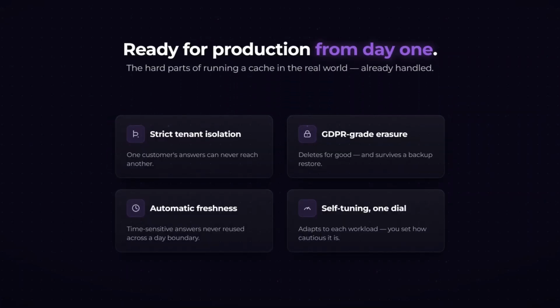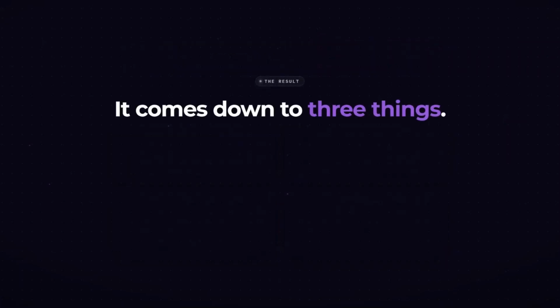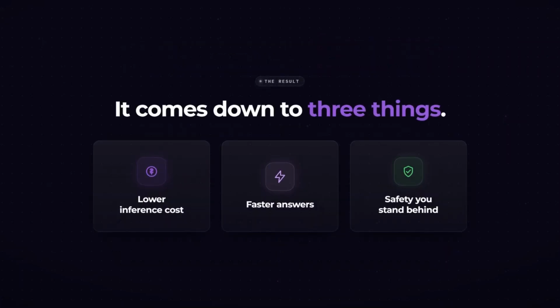Strict isolation between tenants, so one customer's answers can never reach another. Erasure that meets compliance requirements and survives a backup restore. Automatic freshness rules, so anything time-sensitive is never reused across a day boundary. It tunes itself to each workload and gives you a single dial for how cautious you want it to be. The result is simple: lower inference cost, faster answers, and a safety profile you can stand behind.